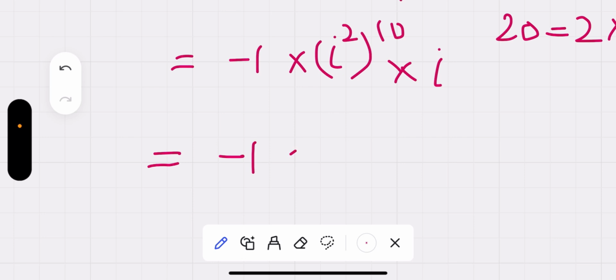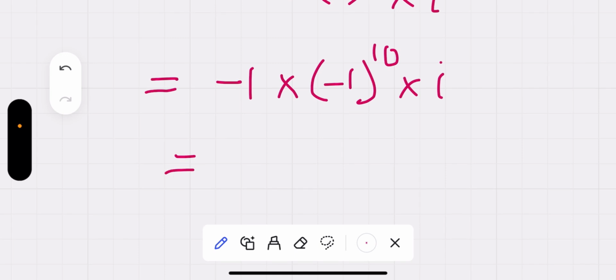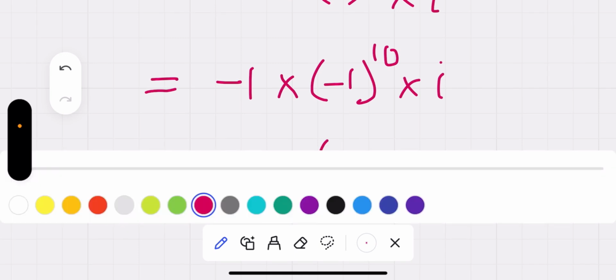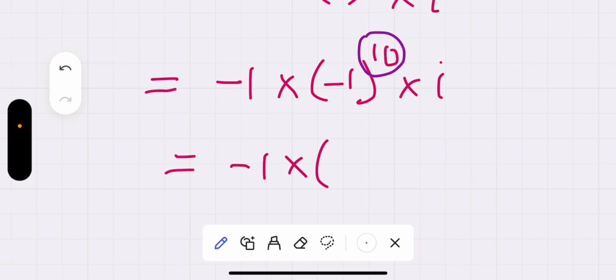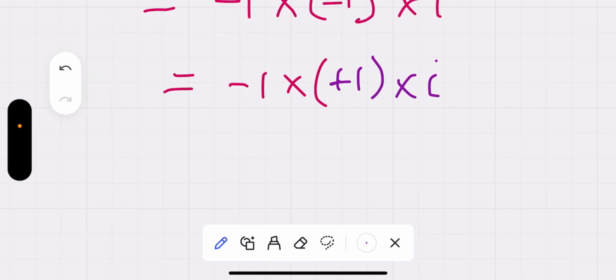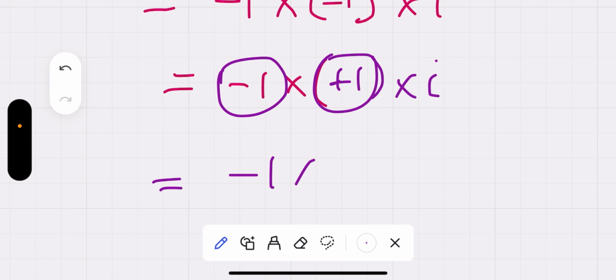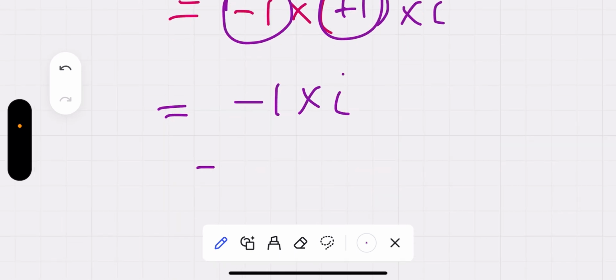Okay, minus 1 and iota square is minus 1 power 10 times iota, minus 1 multiply. Okay, this power is even. Whenever power is even, we shall get plus 1 multiply iota. Okay, minus 1 multiply plus 1 gives minus 1 times iota, which is minus iota. This is the answer.